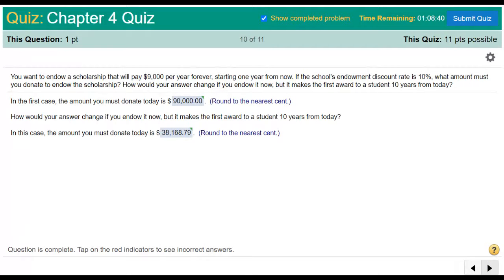Here, we're going to say 9,000 divided by 0.10 is 90,000. Now we're going to take the present value of 90,000, but we're not going to say 10 years, we're going to say 9 years because we're starting at 0. So N equals 9, IY equals 10, payment is 0, future value is 90,000, and then compute for present value. We start at 0. That's why it's 9, not 10.